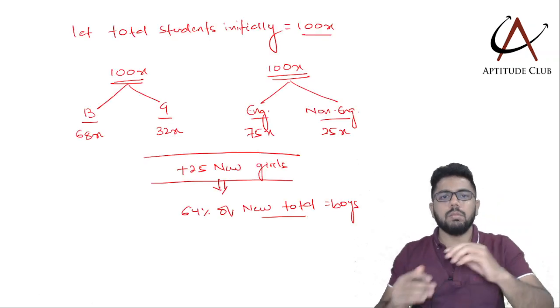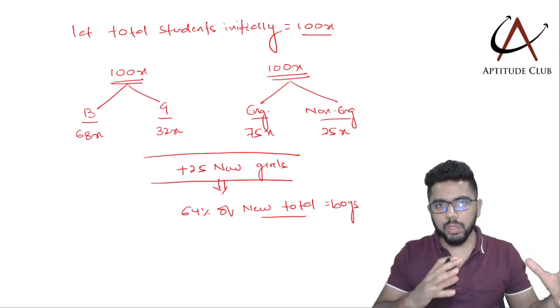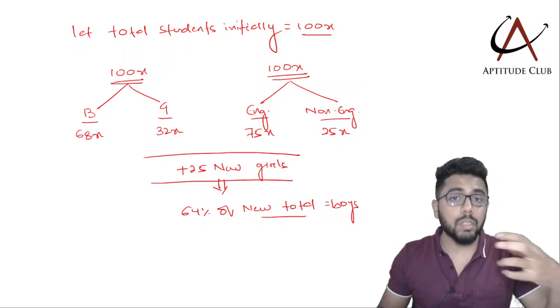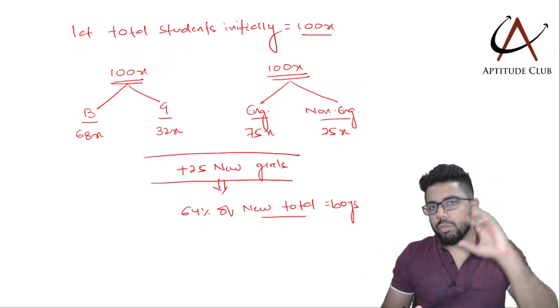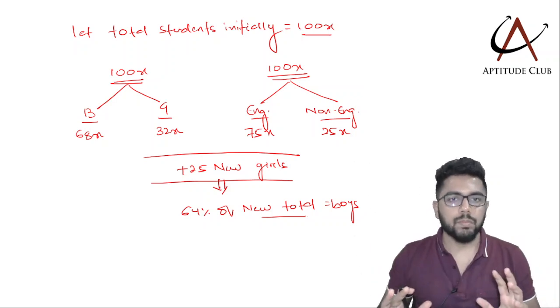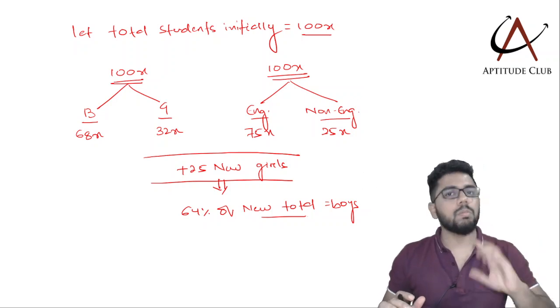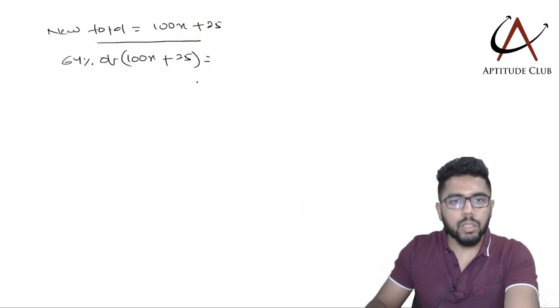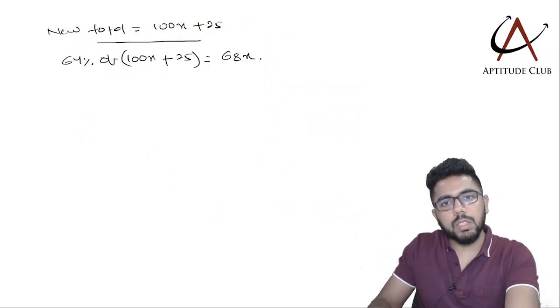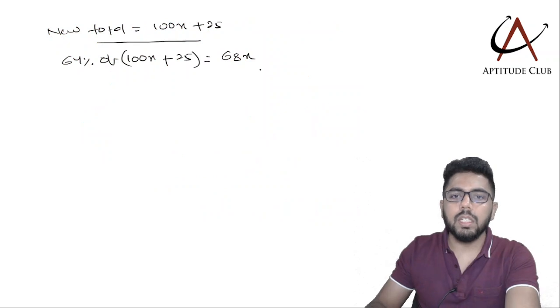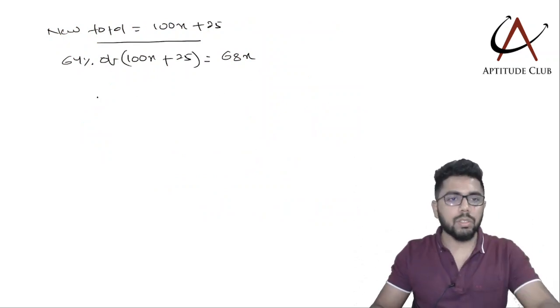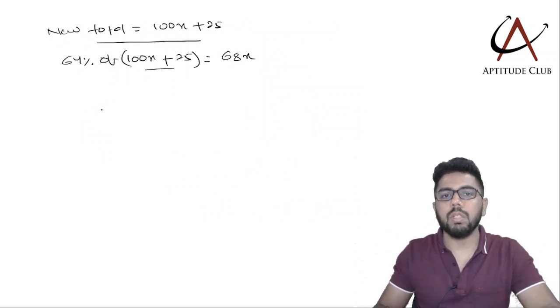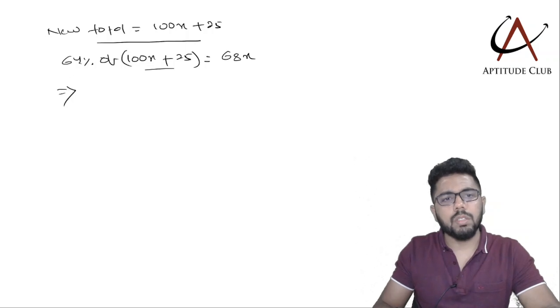Now look at this. Initially I had 100x students. Some were boys, some were girls. 25 new girls are joining. That means obviously the total number of boys is not changing. The percentage fraction of boys is changing, but the total number of boys is not changing. So the total number of boys, which initially was 68x, still is 68x, but percentage-wise it is 64% of the new total. So I just need to solve this equation.